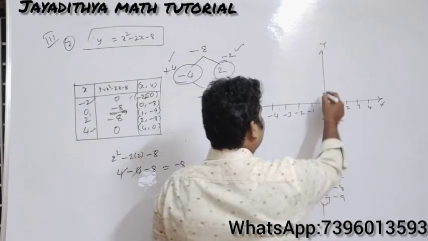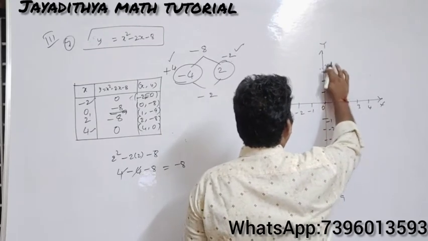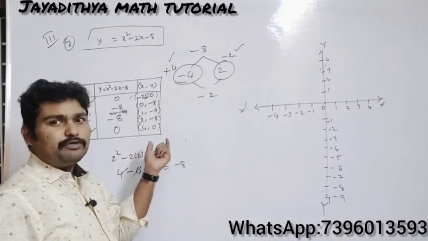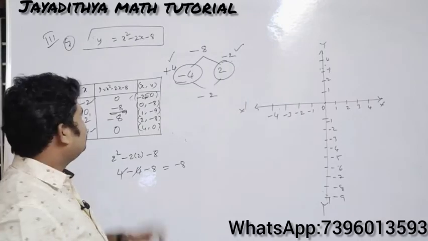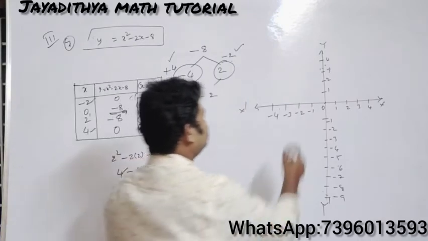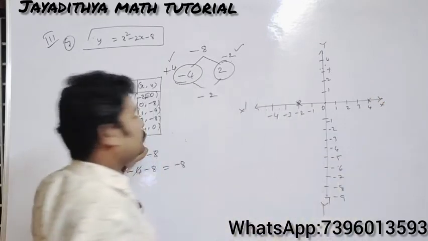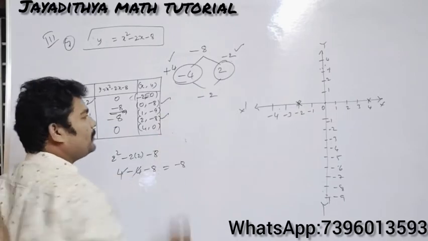At the top, it is 1, 2, 3 and 4. We don't have many positive y values, so I have taken only up to 4. Now you start plotting your points. What is our first point? That is minus 2 comma 0. This is minus 2 comma 0, and you will have 4 comma 0 also. I plotted both. And then you have 0 comma minus 8 and 2 comma minus 8.